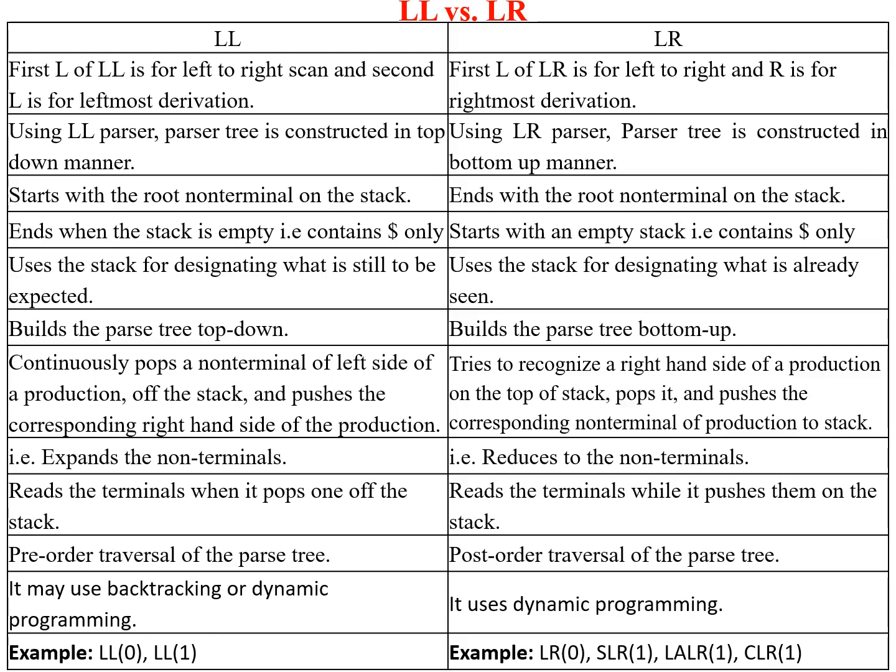In LL, a pre-order traversal of the parse tree is built, whereas in LR, we are using the post-order traversal of the parse tree. In LL, we may use backtracking or dynamic programming, whereas in LR, we are not using backtracking, we use dynamic programming only. Examples of LL parsers are LL0 or LL1, whereas examples of LR parsers are LR0, SLR1, LALR1, CLR1. We'll see the abbreviations of these later.